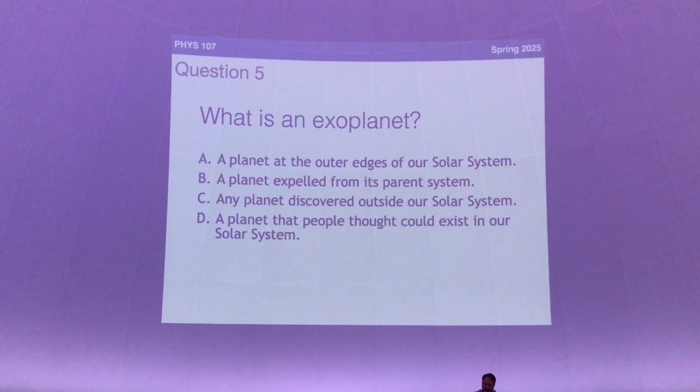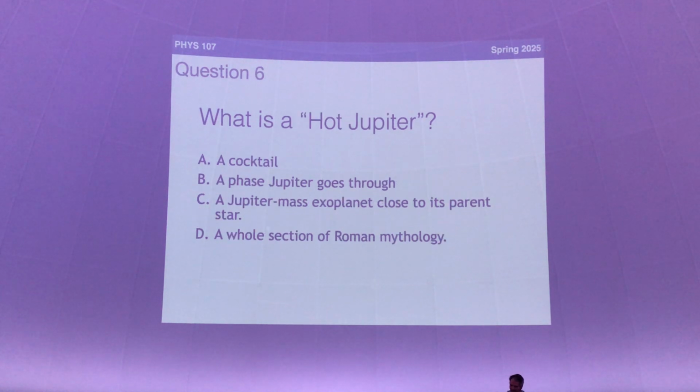Okay. What's an exoplanet? A planet in the outer edges of our solar system, a planet expelled from its parent system, any planet discovered outside our solar system, a planet that people thought would exist in our solar system. What's an exoplanet? Voting in 1, 2, 3. Everybody remembers that. Great. What is a hot Jupiter? A cocktail, a phase Jupiter goes through, a Jupiter mass exoplanet close to its parent star, a whole section of Roman mythology. Voting in 1, 2, 3.